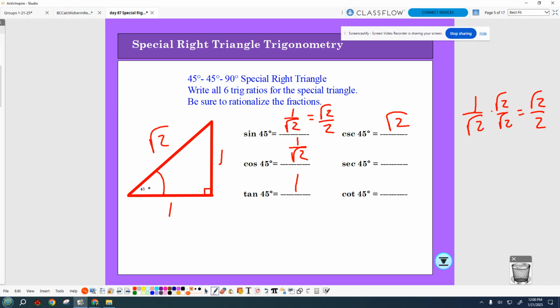Root 2 over 1, I'm only going to write root 2. Ahmed, is that okay? Yeah, okay. So Ahmed, what is secant of 45? Square root of 2.